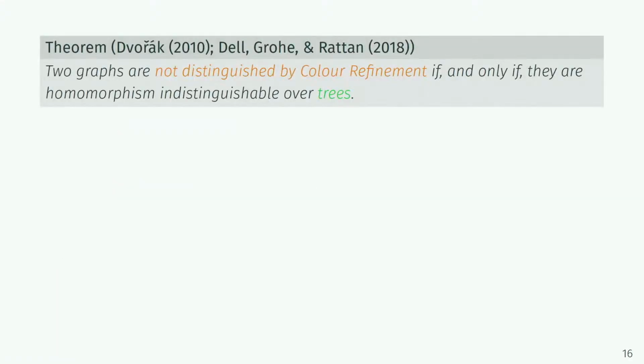Okay, so now how can we use this to prove that two graphs are not distinguished by color refinement if and only if they are homomorphism indistinguishable over all trees?